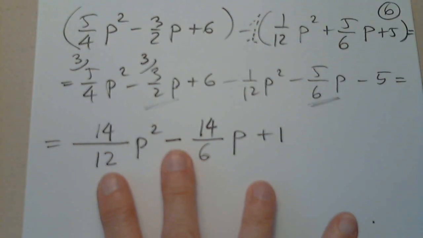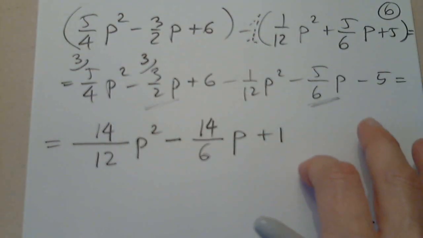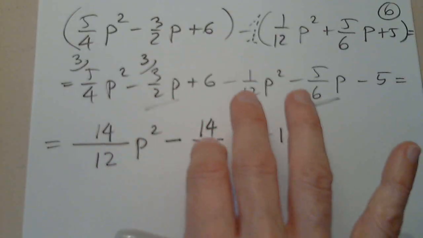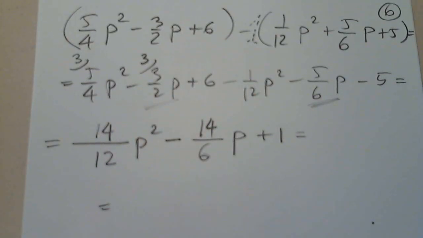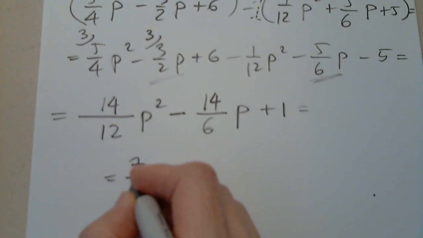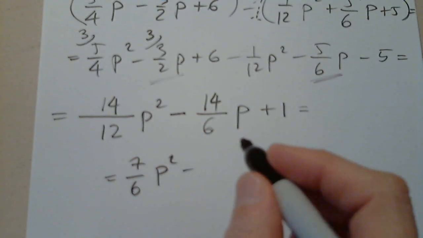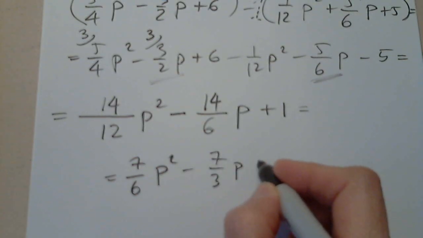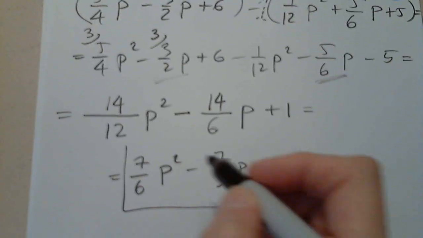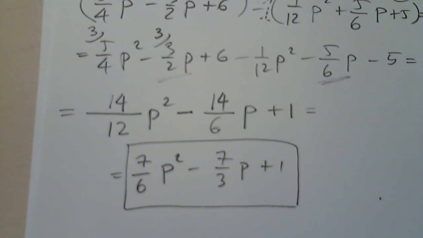It is a trinomial. It is in descending order. We have to simplify the fractions in front a little bit because we can. So this is 7/6p squared minus 7/3p plus 1. Don't touch this. This is it. There is nothing else we need to do here.